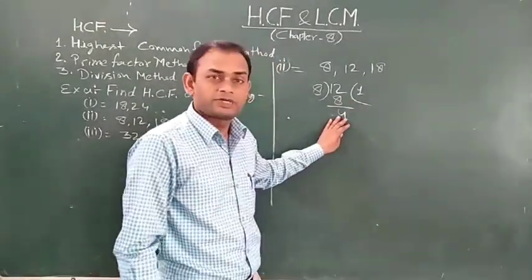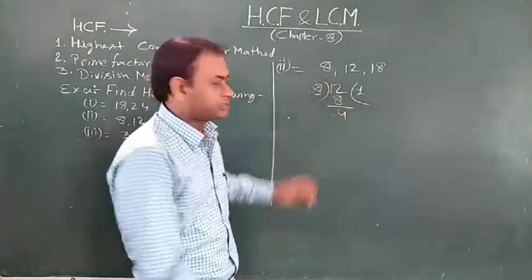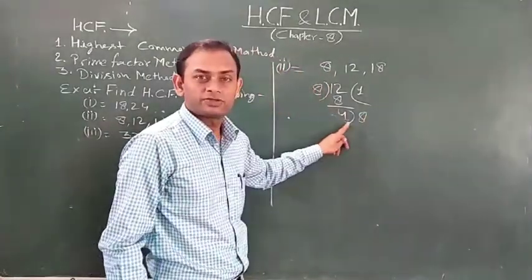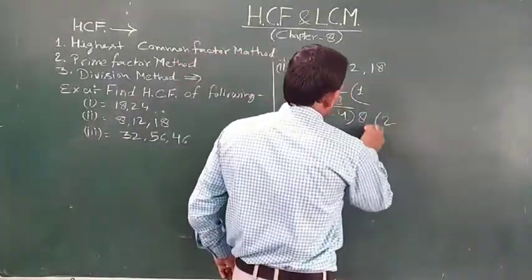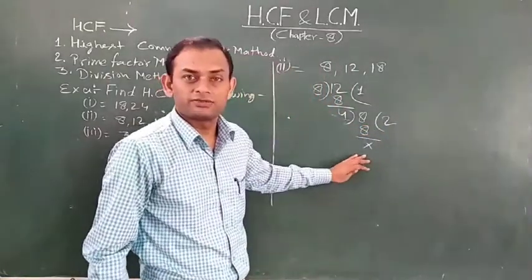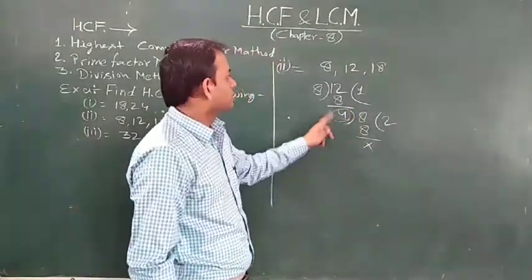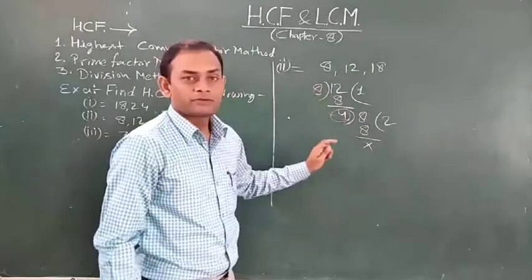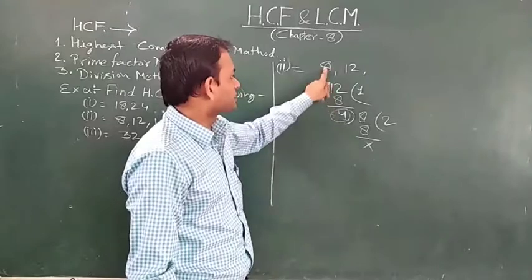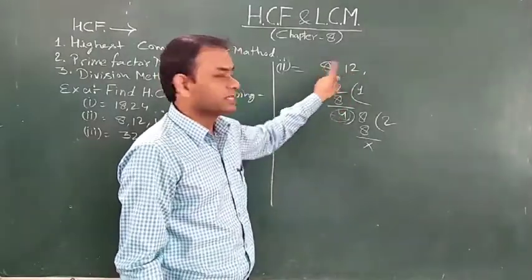This remainder will become the divisor and this divisor will become the dividend. Now we will divide this 8 by this 4, by this remainder. 4 twos are 8. What is left as a remainder? Nothing, 0. So this 4, the last divisor, will be the HCF of 8 and 12. Means if the 18 is not there, this 4 is the HCF of 8 and 12.